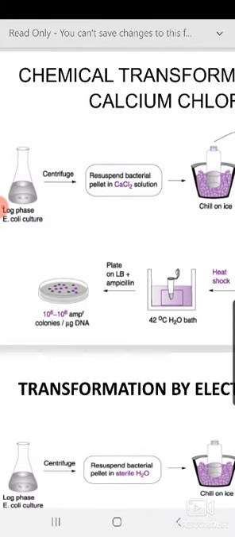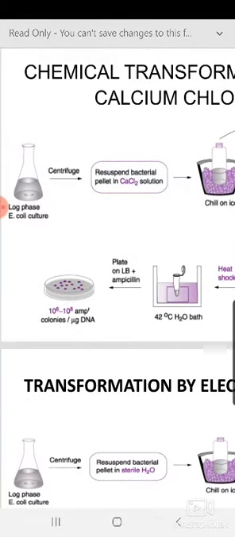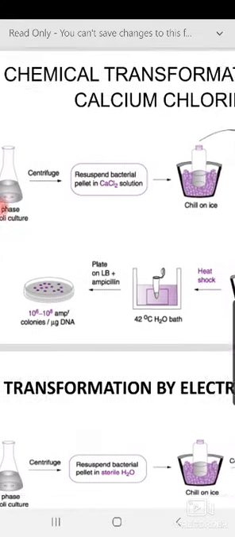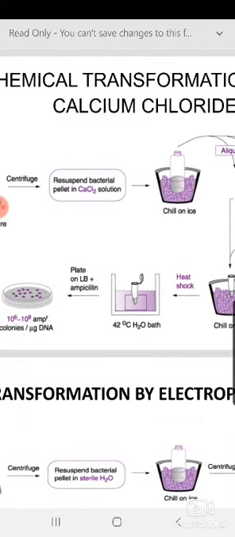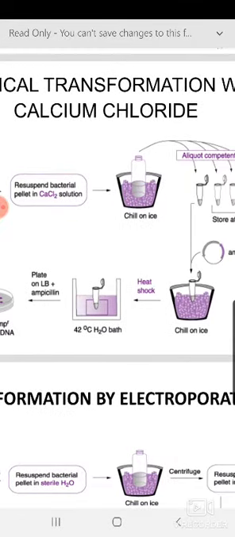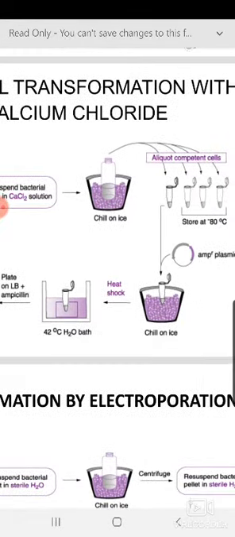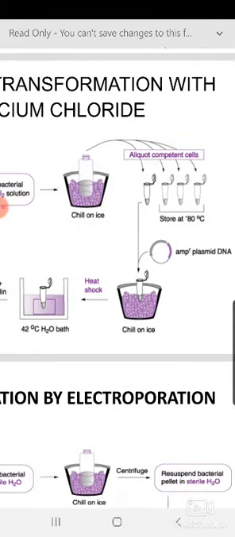So a little bit of detail: you take a log phase E. coli culture, healthy cells, that's why log phase. You centrifuge it, take the suspension of the cells and treat it with ice cold calcium chloride solution. Please mention the ice cold condition. Treating with ice cold calcium chloride will make the cells competent. Then you can aliquot the cells and store them at minus 80 degrees centigrade.